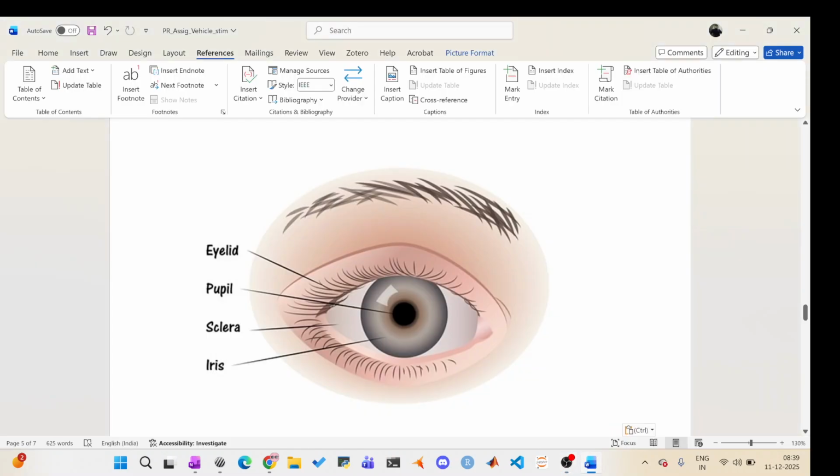Hello all. So my vehicles are based on the understanding of the human eye. Basically, whatever physiology or dynamics are seen in a human eye is being represented in both of my vehicles. The first vehicle is based on pupil dynamics. So let's understand what the pupil is first.